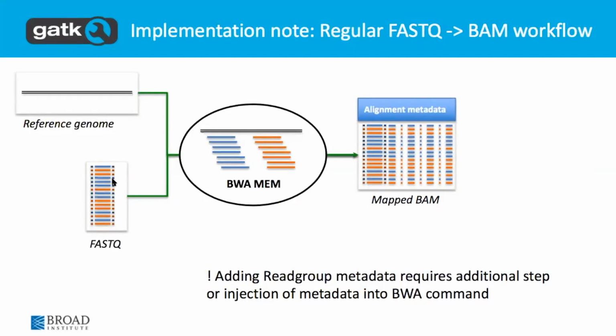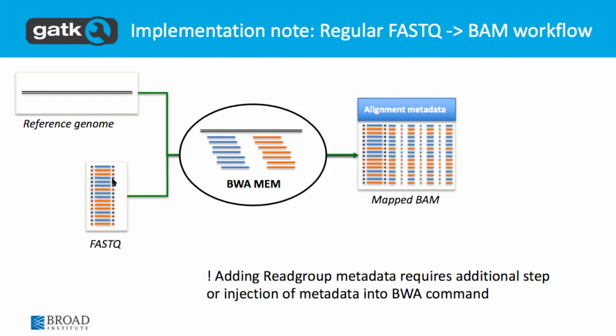All right, so usually you have a FASTQ file, you map it to a reference using BWA-MEM, and you get this mapped BAM. The problem with this is, where is my read group information or metadata for my sample? That's not included in the FASTQ file. So if you want to add read group information to your analysis, you need to do it after this process in a very unnatural way.